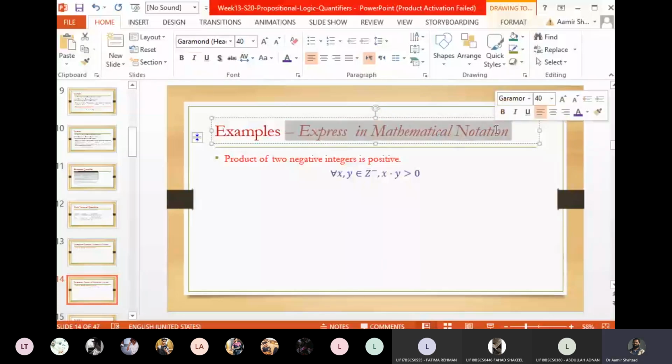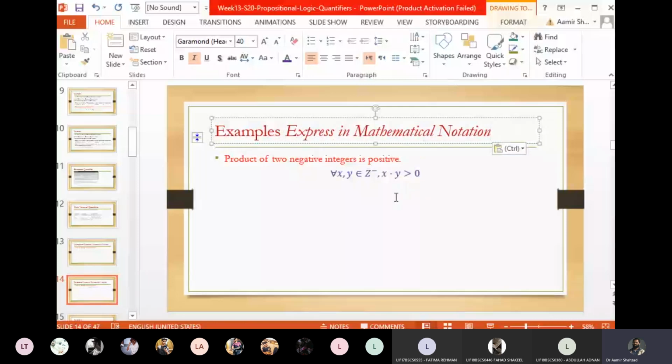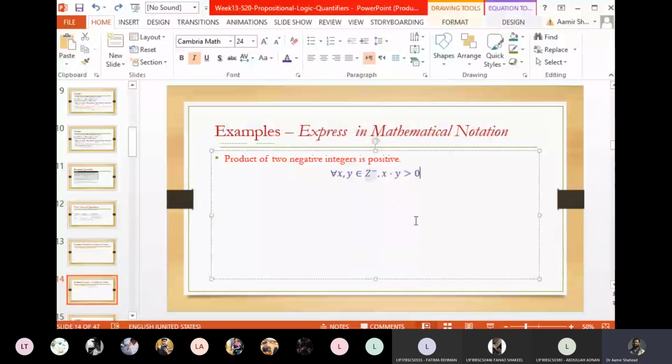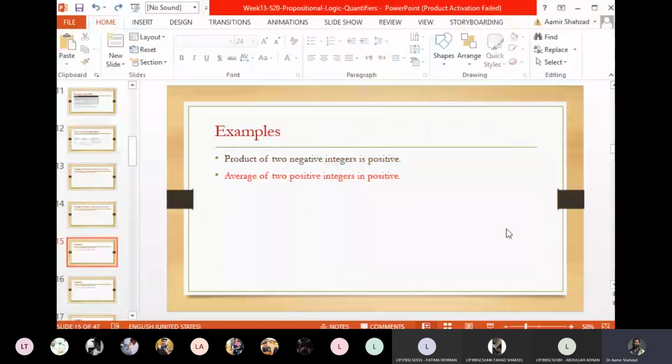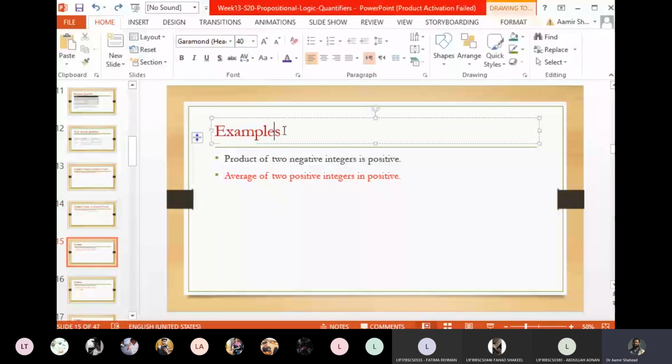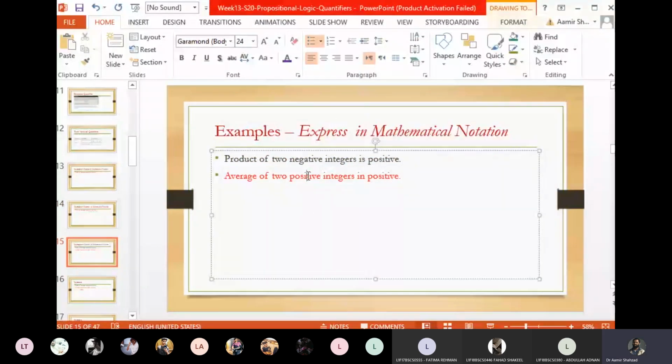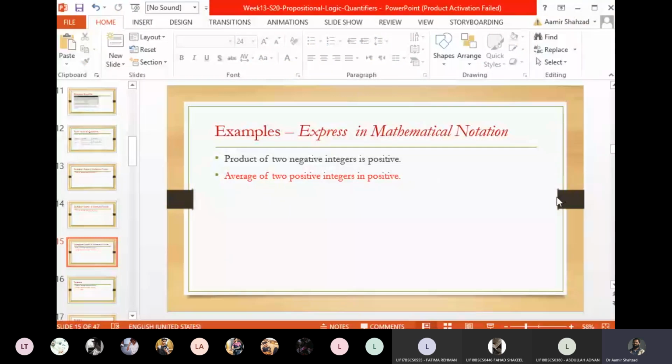So let's look at some more examples. The average of two positive integers is positive. We know that if we take any two positive numbers and take their average, it's going to be positive. How do we take the average? We add the two numbers and divide by 2. We have two numbers, so we add those two numbers and divide by 2.